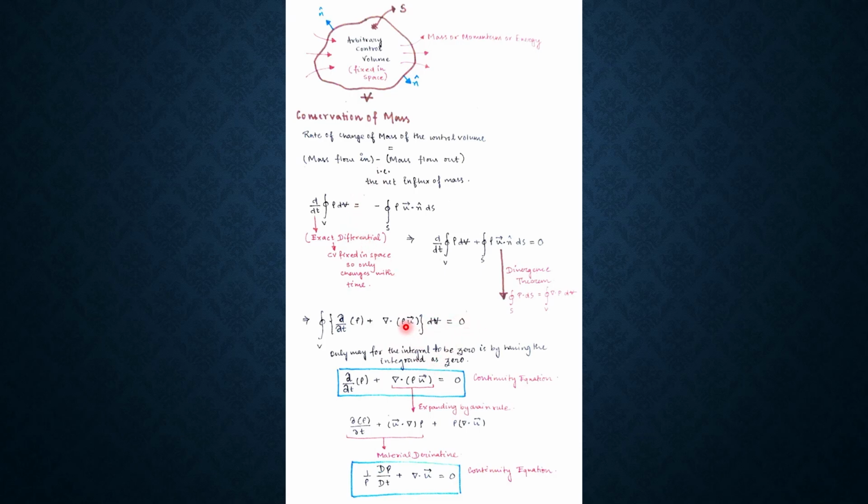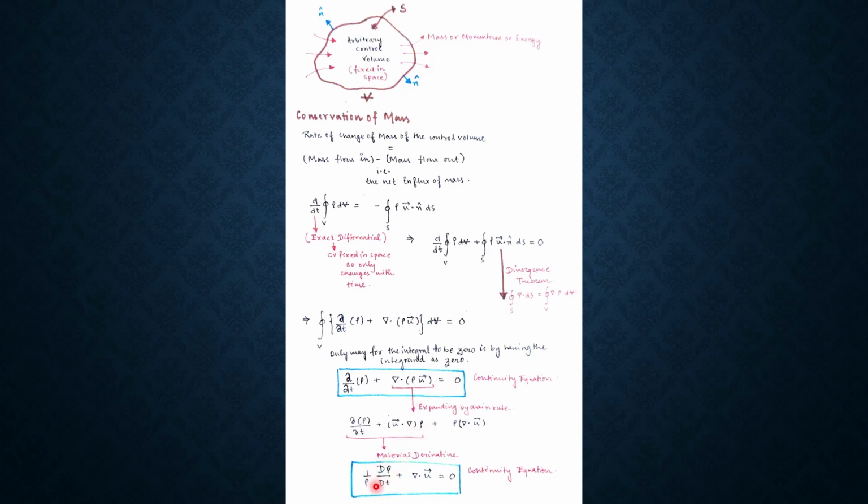Now the only way this integral can be 0 is when this integrand is 0. Now we do that too, and by expanding this term by the chain rule of derivatives, we end up with an expression like this. Okay, I missed a 0 over here. It will be 0 equals 0. And what we'll notice is this is nothing but the material derivative.